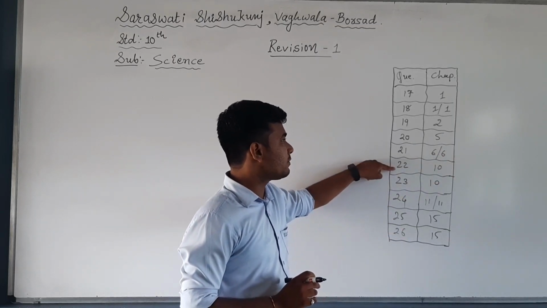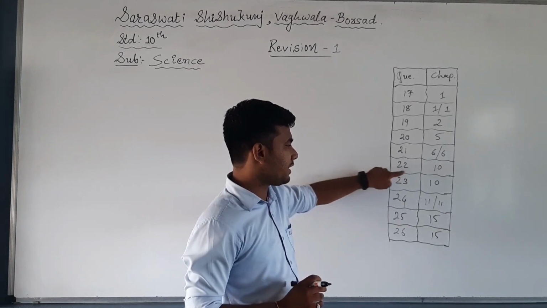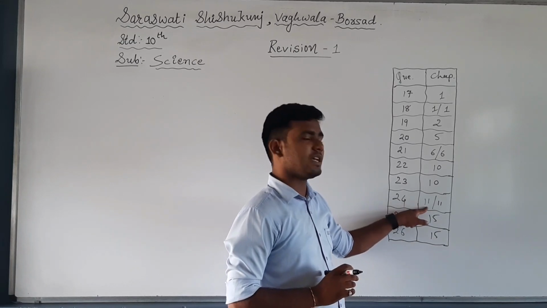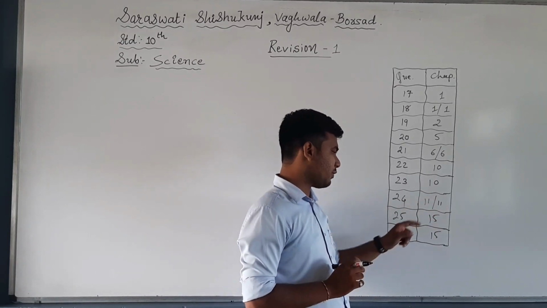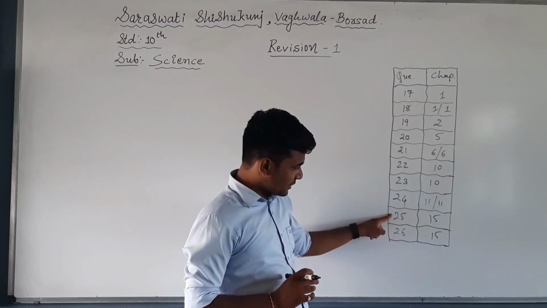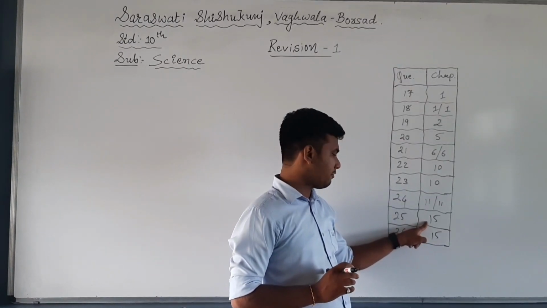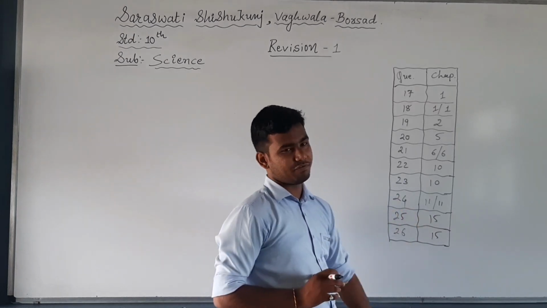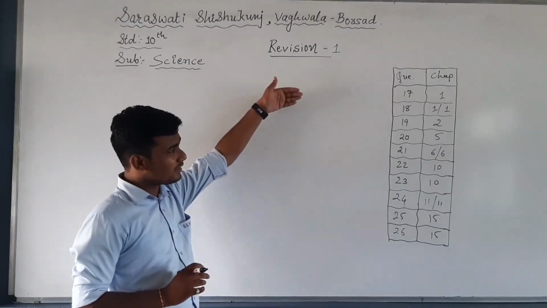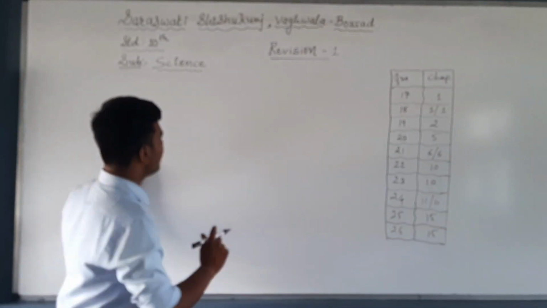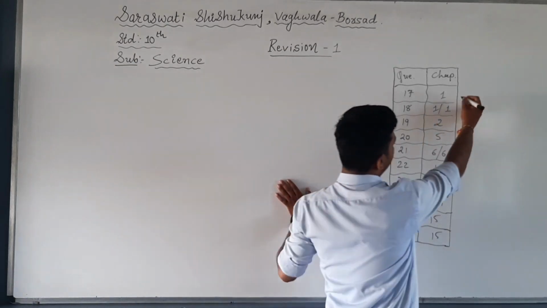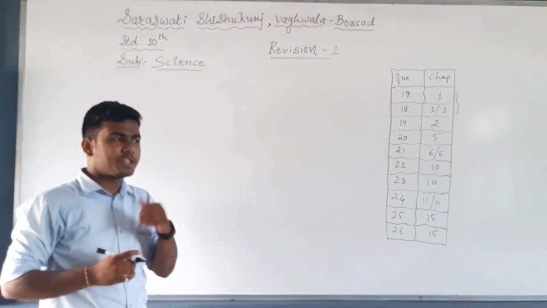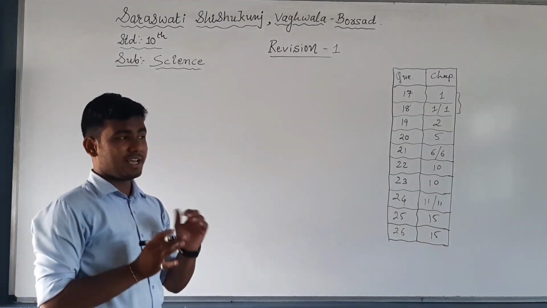Same for question numbers 22 and 23, both will be from chapter number 10. Question 24 will be from chapter number 11, and in that you will have an alternative question from chapter number 11. Question numbers 25 and 26 both will be from chapter number 15. Now let's discuss that in a flow of chapters. There will be 2 questions from chapter number 1. So let's discuss which questions from chapter number 1 can be asked in 2 marks.